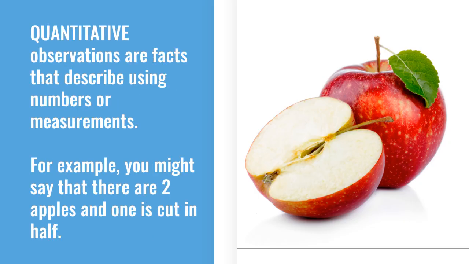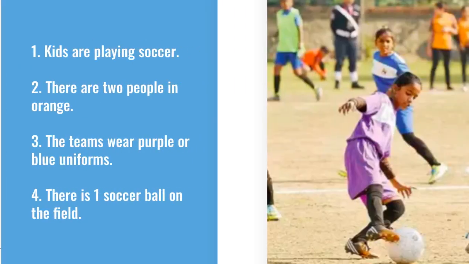Quantitative observations are facts that describe using numbers or measurements. For example, you might say that there are 2 apples and 1 is cut in half. Notice the numbers 2 and 1 in this observation.